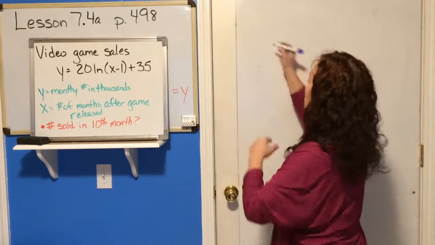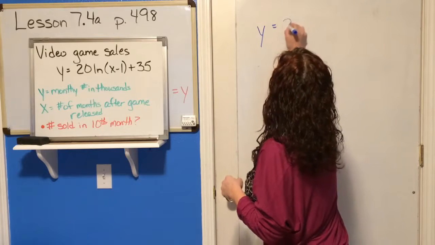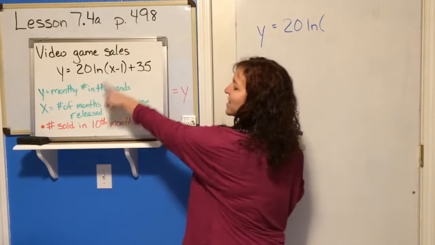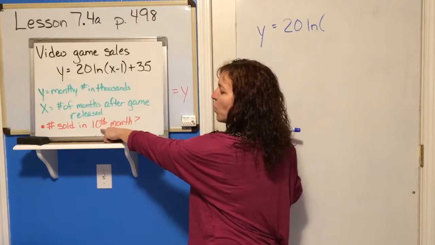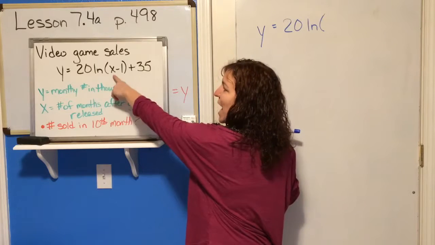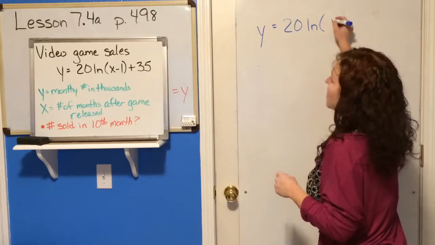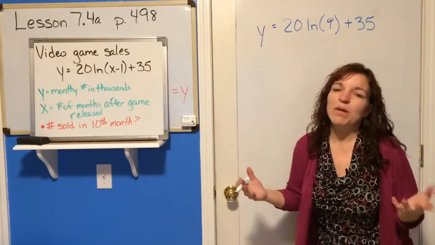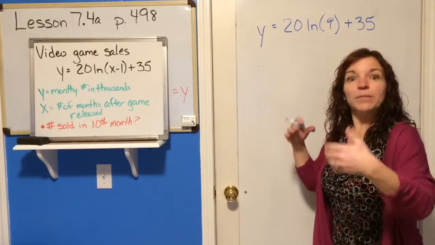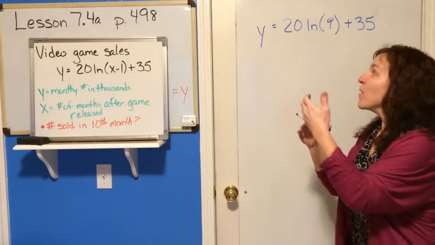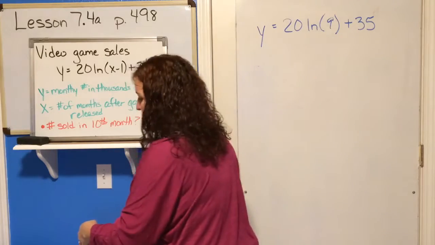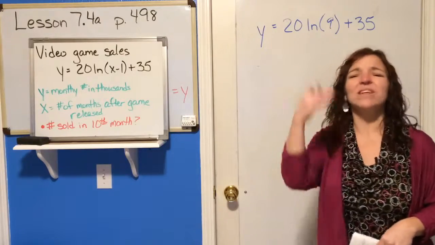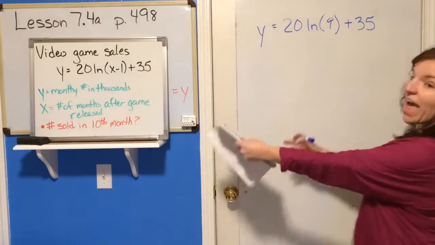In this case, Y is what we're trying to find, and we want 20 times the natural log of X. Remember, X is the number of months after a game is released, and we want to know the 10th month. So you're just going to put in 10 minus 1. 10 minus 1 is 9, plus 35. Now, the only trick is going to be remembering your Please Excuse My Dear Aunt Sally. Make sure you do the order of operations correctly. And I can't use my calculator on my phone because I'm using my phone as a video camera. Go figure. All right, so I have done it already though.